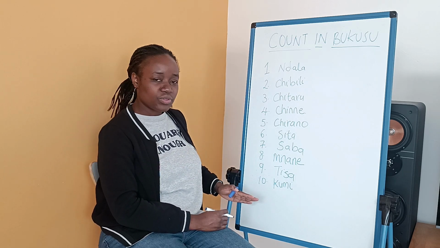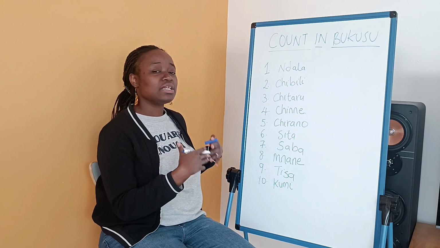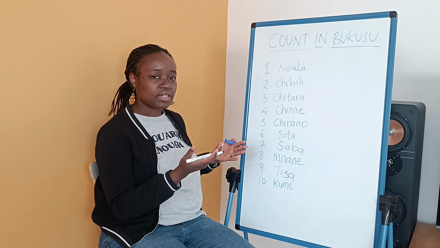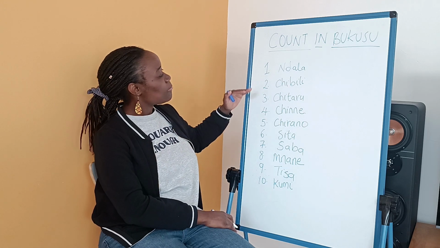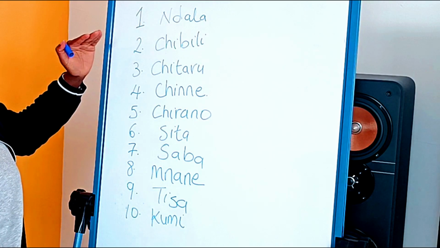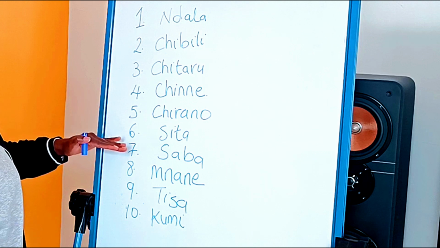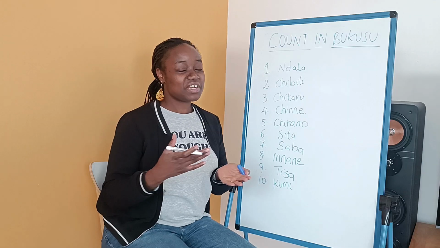So let's just go through this so that you can get it. And if you want to get it as well, you can start singing, saying it over and over again, and it will just come naturally, the same way that in other languages you're able to count from 1 to 10. So, ndala, chibili, chitaru, chine, chirano, sita, saba, nane, tisa, kumi. Okay? That was very, very easy.